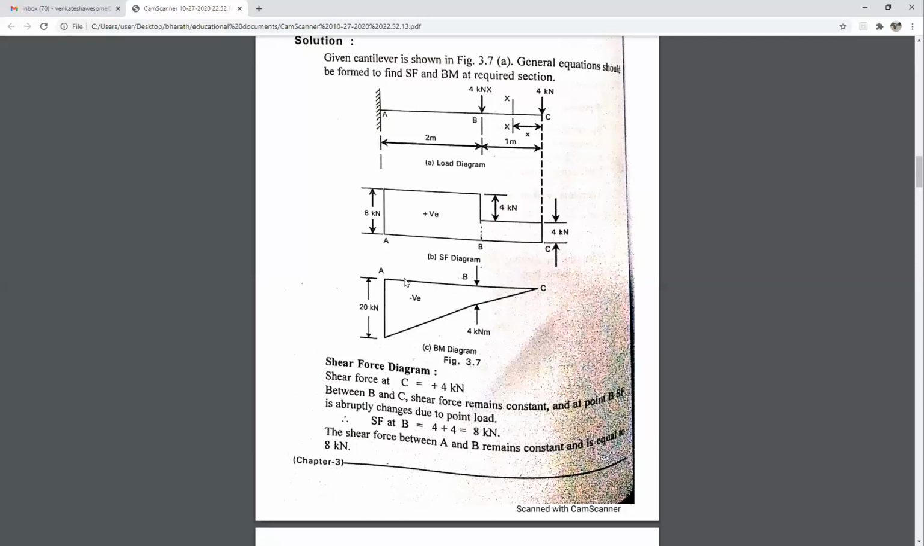So this is the one bending moment and this is the other bending moment. These two are not the same, these are separated, and the slope of this inclined line varies from individual to individual.